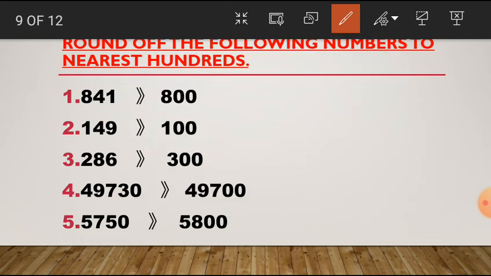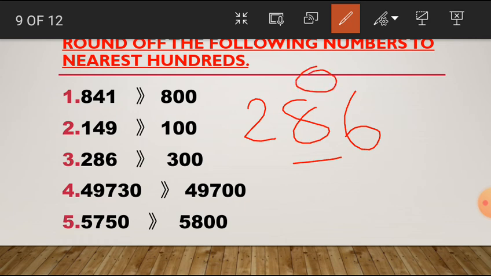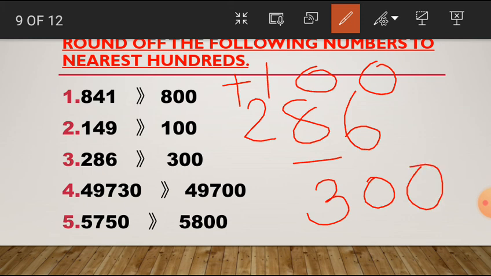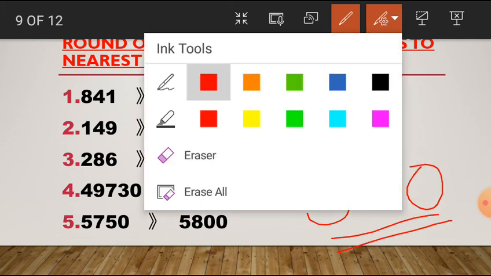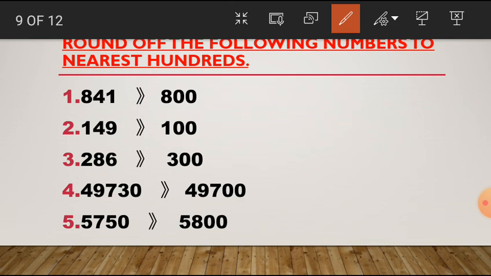Got it? Now look at the next one, 286. Here the tens place digit is 8. It is greater than 5. So you have to apply the second rule. So first you change these two places by 0 and add 1 to the hundreds place. So 2 plus 1 is 3 and here the changed number is 0 0. So the rounded off number is 300. Got it?